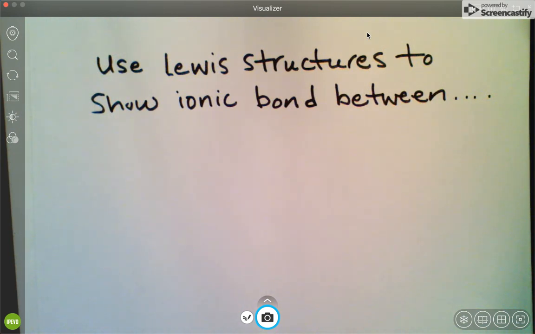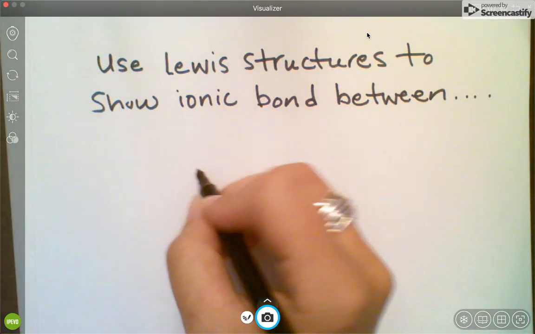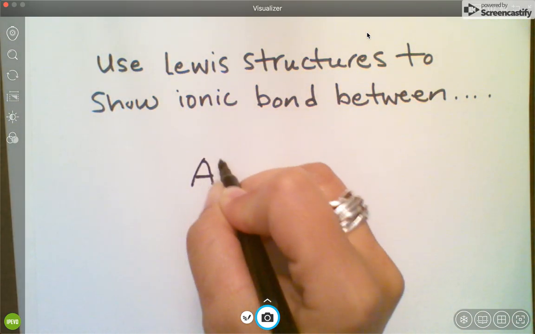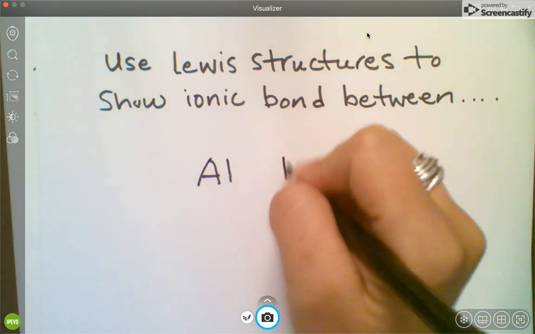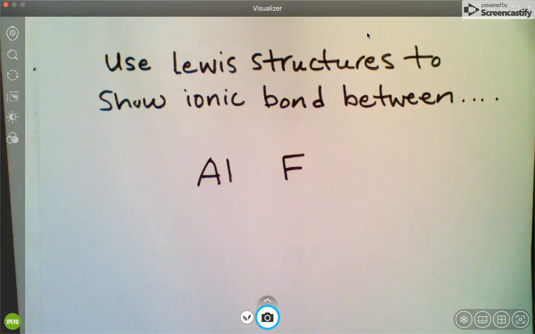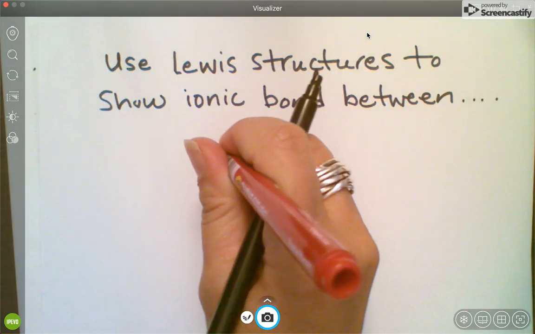Hi everyone, in this video I'm just going to recap with you the expectation of how to illustrate an ionic bond using Lewis structures. So today we're going to start off with aluminum and fluorine. The symbol for aluminum is Al and the symbol for fluorine is F. We're going to use our periodic table as a guide, and we're going to see that aluminum has 3 valence electrons.